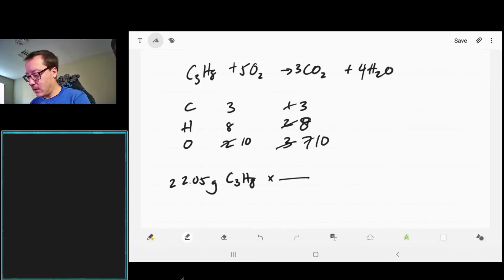Just 3. We'll say it's 44. So you see it's half a mole-ish.